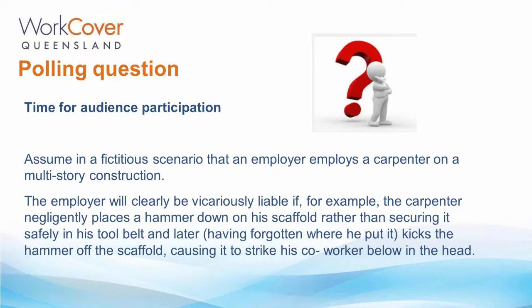Let's just assume a different factual scenario. Will the employer be liable if the carpenter instead takes his hammer and deliberately strikes his co-worker in the back of the head? Let's just assume that the carpenter is the supervisor and delivers the blow in the course of providing feedback to his co-worker. The carpenter and the co-worker have a long and difficult working history, and this is the first physically violent exchange between the pair. Is the employer liable? Yes or no?